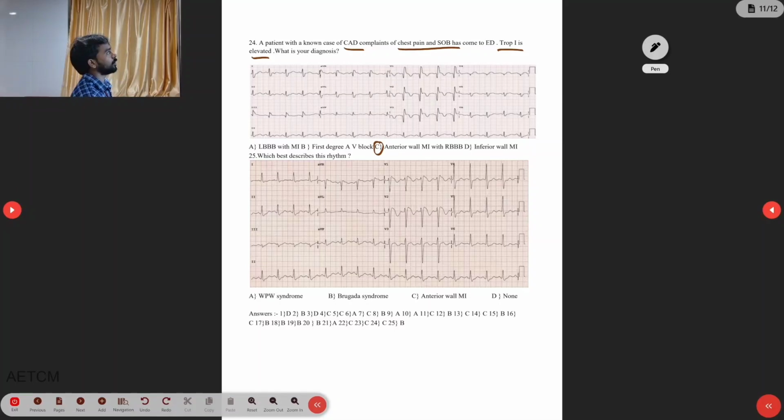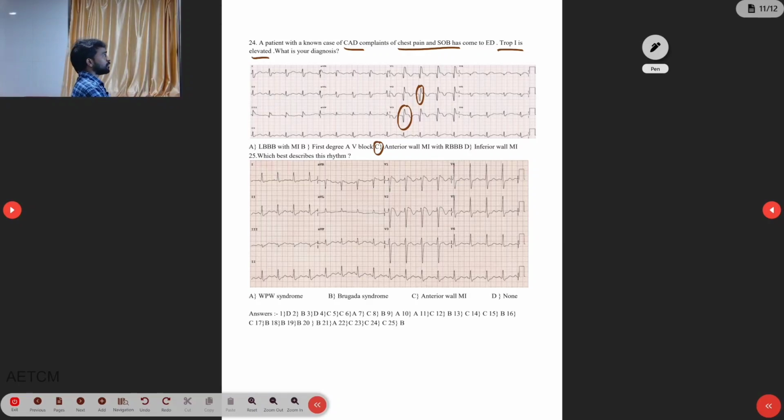For anterior wall MI, you can see here in V3, V4, V5, V6 you have ST segment elevations. Along with that, you can see the RSR dash pattern, which is an indication of right bundle branch block. So the 24th question answer is C, anterior wall MI with RBBB, because you can see elevations in V3, V4, V5, V6, and the RSR dash pattern also.